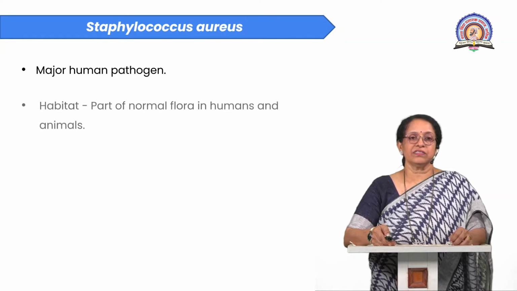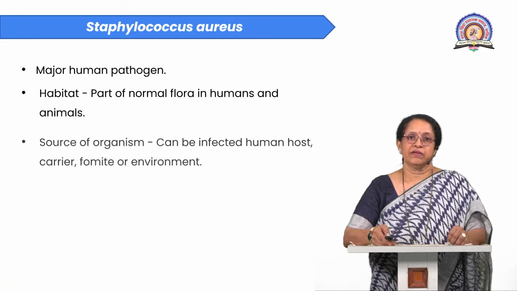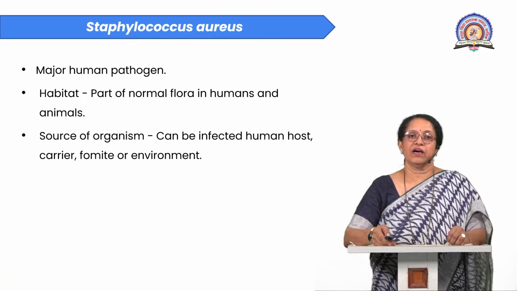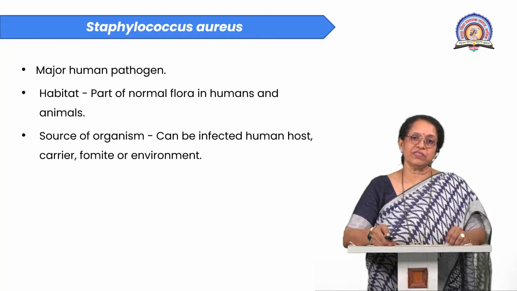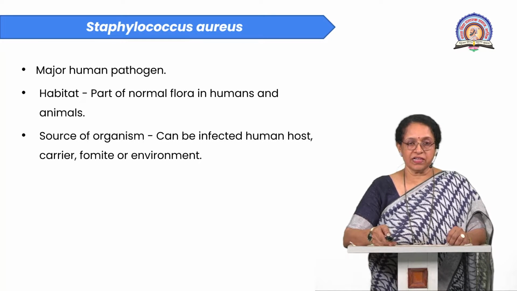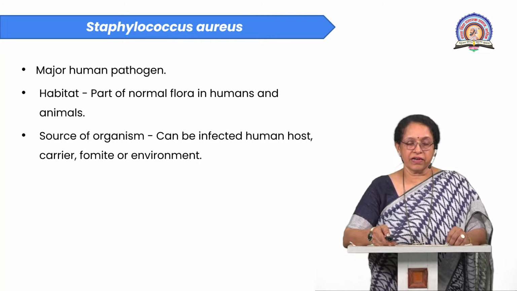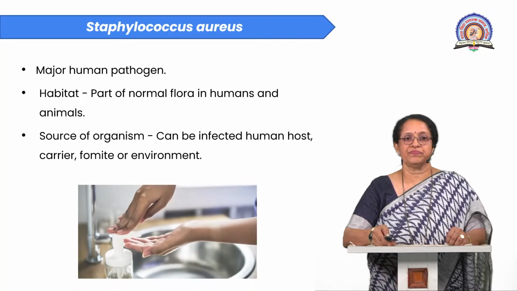They are present as normal flora of humans and animals, mainly in the nostrils as well as on the skin. They are also called opportunistic pathogens because they are normally present on the skin, but whenever they get a chance, they cause disease. They can infect the human host; their carriers, fomites or the environment are responsible for transmission of this microorganism from one person to another.